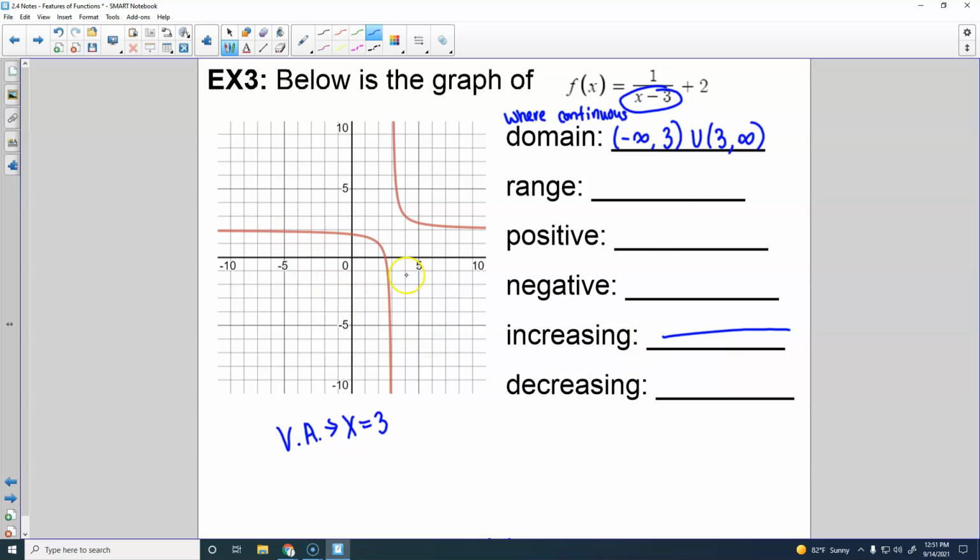Which means this one's also always decreasing everywhere it's defined, so this is also going to be negative infinity to 3 or 3 to infinity.